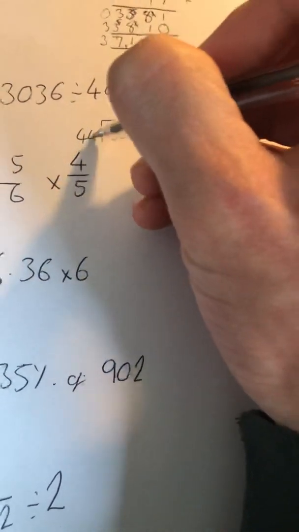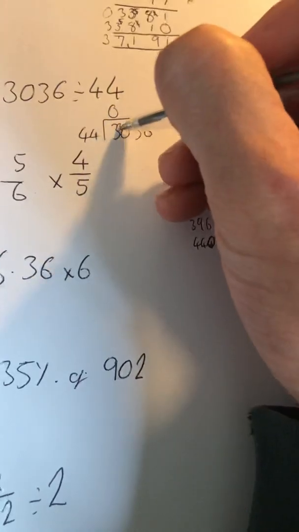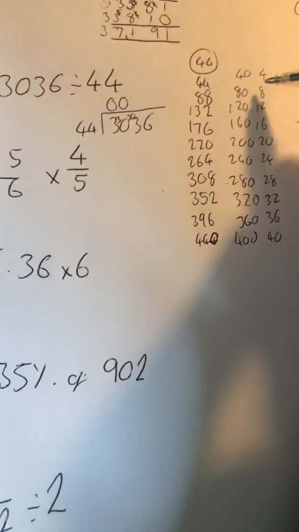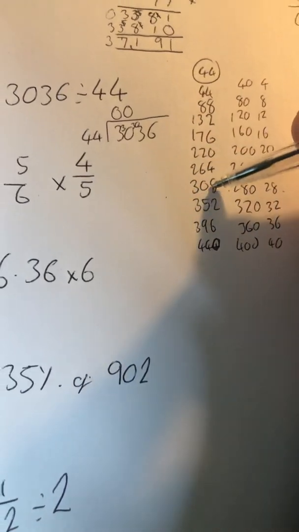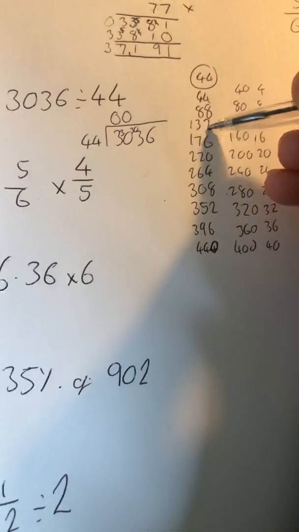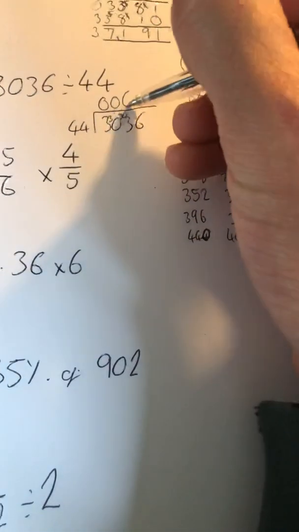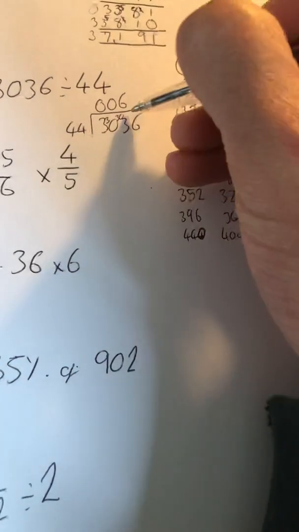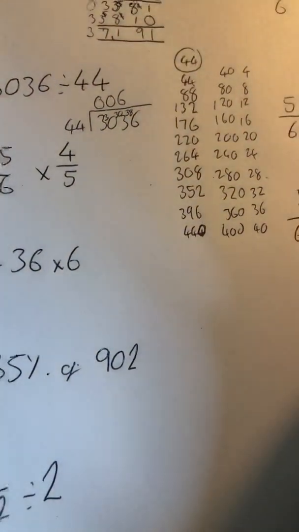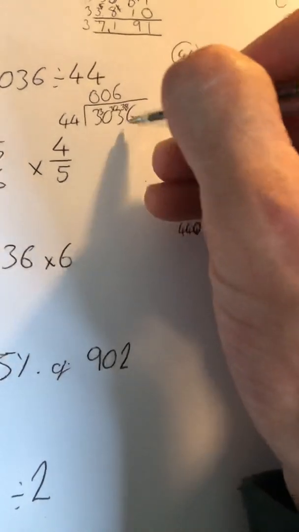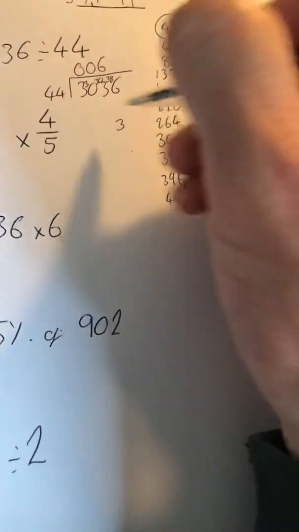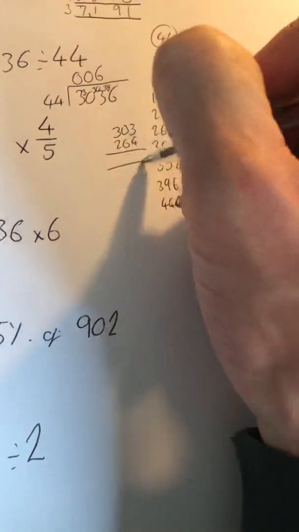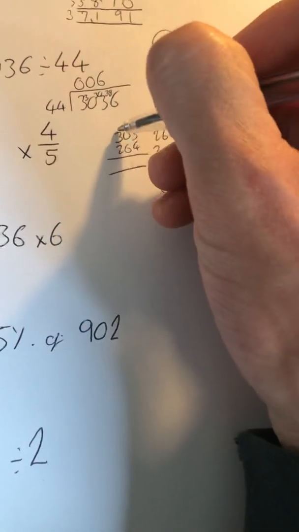3036 divided by 44. In 30, another 0. How many 44s in 303? Let's have a look. 308 would be too many, so it's going to be 1, 2, 3, 4, 5, 6. That was 264, so that'd be 36, remainder of 38, ooh, or is it remainder 39, because it's odd and even. What was it, sorry, 303, subtract 264. Yeah, I think that should be a 9, sorry.